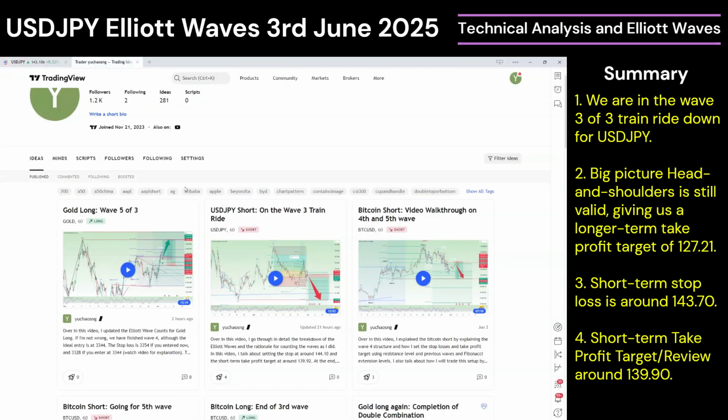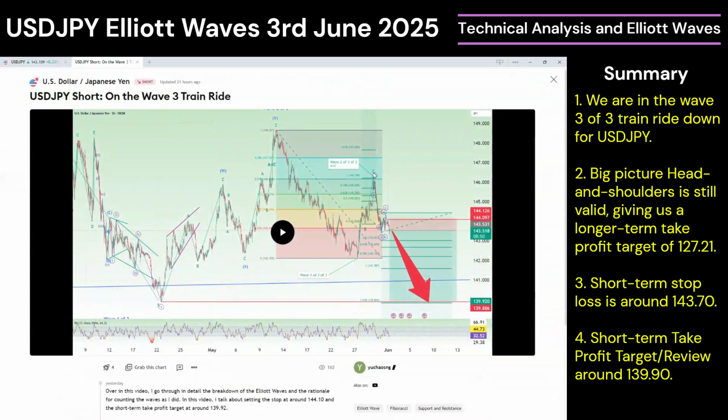Okay, if you have followed me, you would notice that I updated on dollar yen short, right? And I mentioned that it's a wave three, just 21 hours ago. So if you click on this, you'll see that I've identified this as a wave one, wave two, and then a completion of a five wave structure one degree lower, and then ABC up, and then the wave three down.